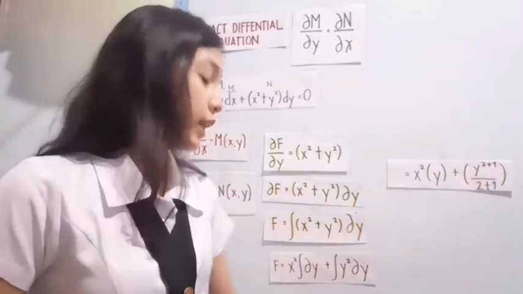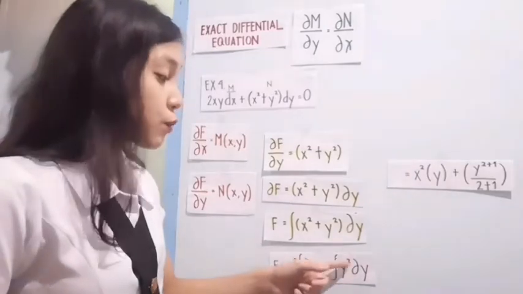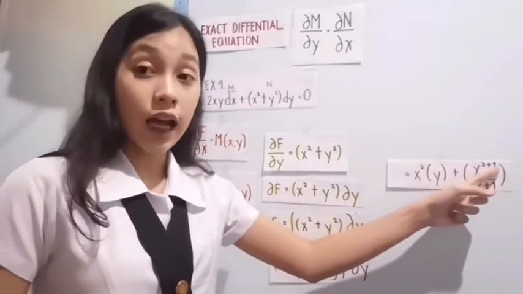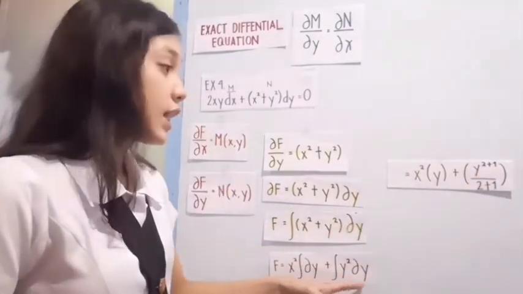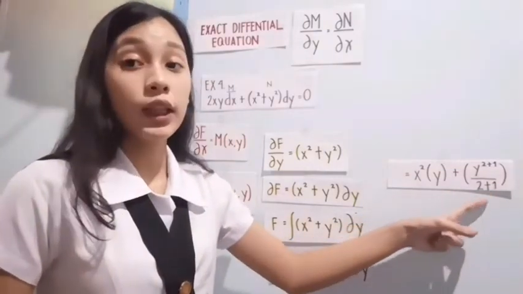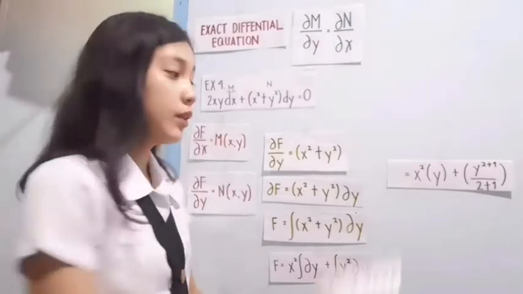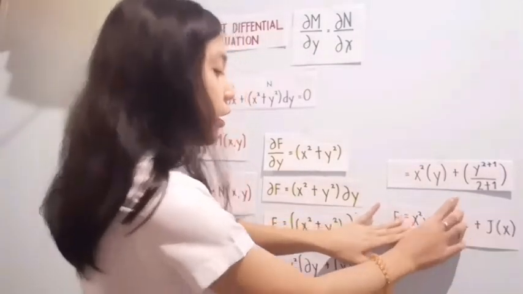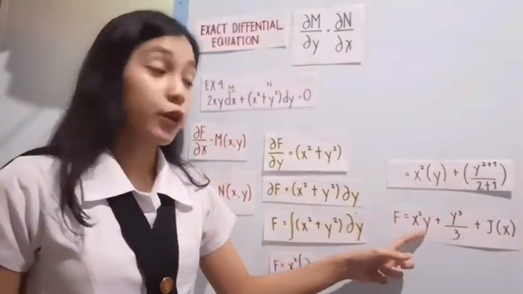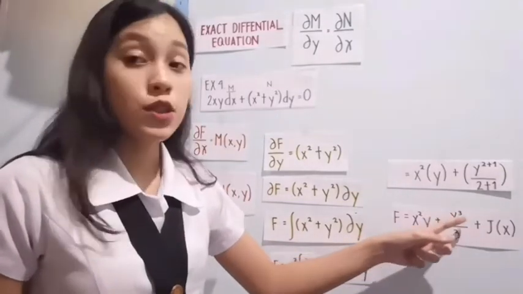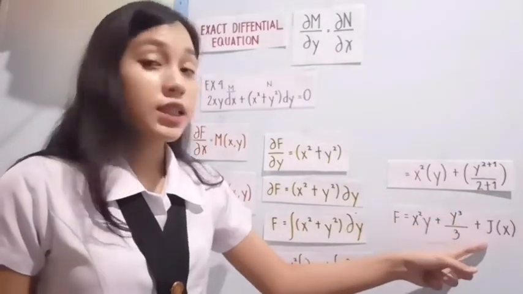over 2 plus 1. Kagaya nga nung sinabi ko kanina, yung exponent natin ay dadagdagan natin ng isa at yung nasa ilalim natin ay kagaya lang din ng exponent na dinagdagan natin kagaya dito. So, the final answer will be f is equals to x squared y plus y raised to 3 over 3 plus j of x.